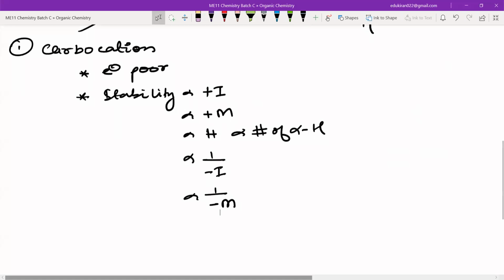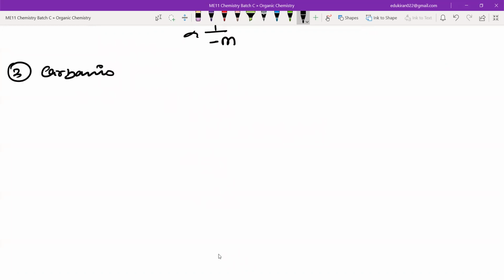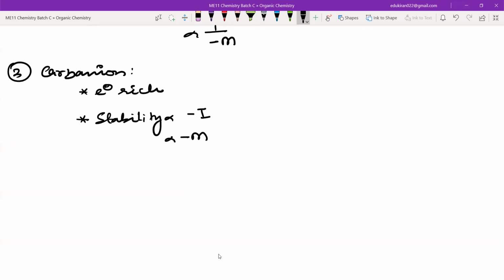This is about carbocation. Second is carbanion. Now carbanion is electron rich, and hence what will happen to the stability? It is directly proportional to minus I. It is directly proportional to minus M. It is also directly proportional to resonance.